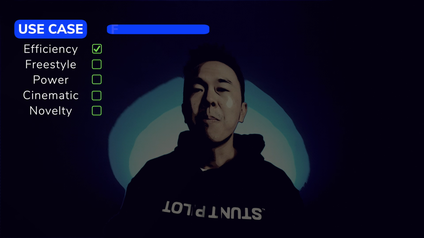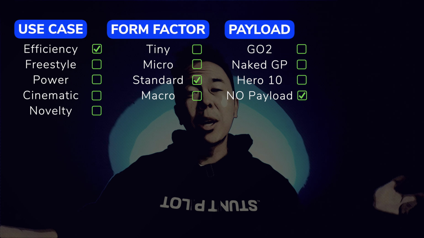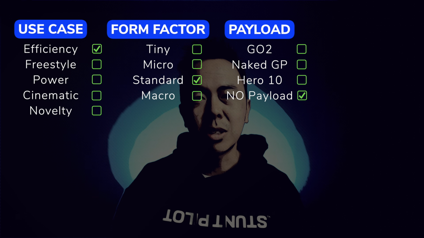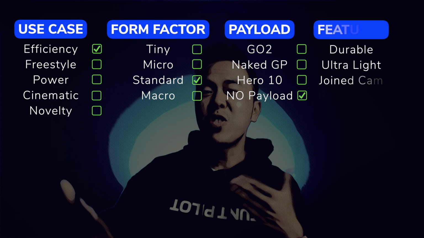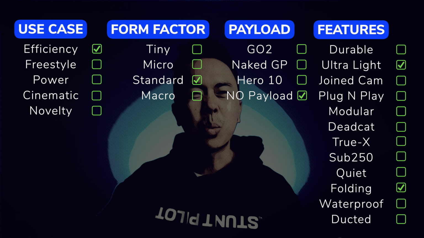Let me give you guys an example so that you know how to fill this out. Let's say you want a smaller mountain surfer that you can take with you and fits really easily into your backpack. Well, the first thing that you'll do is choose efficiency under the use case. For form factor, you might choose micro or standard. You might choose no payload because you want this to fly for the longest time and you have absolutely no intention of uploading your videos to social media. And then for design features, you might check off ultra light and maybe even folding because you want that ultimate in portability.